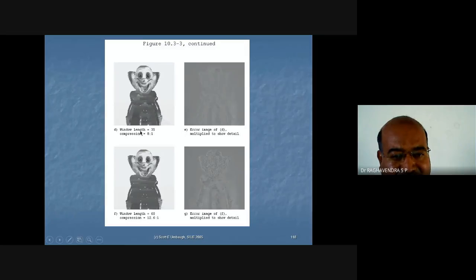If you vary the window length size to 35, the compression is 8:1, meaning the given image will be compressed 8 times, and this will be the compressed image. This is not in a format we can see directly. The data has been encoded here, and we can see a little bit of the contents. Similarly, this is a window size of length 60. Here also you can notice the minute changes or details in the compressed image.